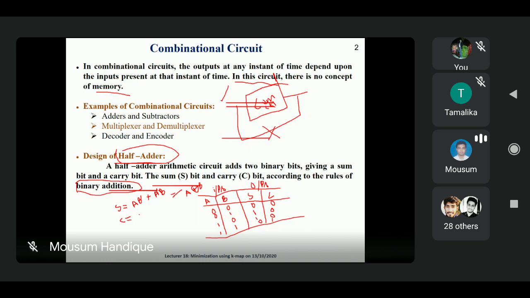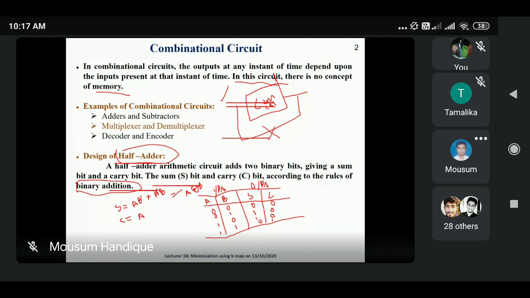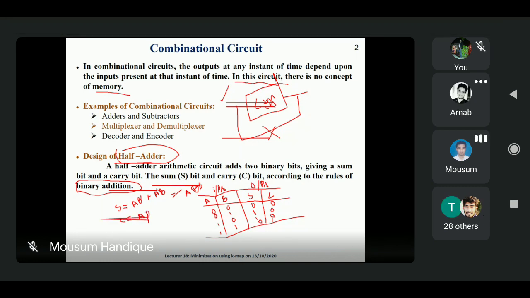And C value is A B. So when we are getting this particular S and C, that means these two expressions are already minimized. We cannot minimize further. So then directly you can design the circuit.